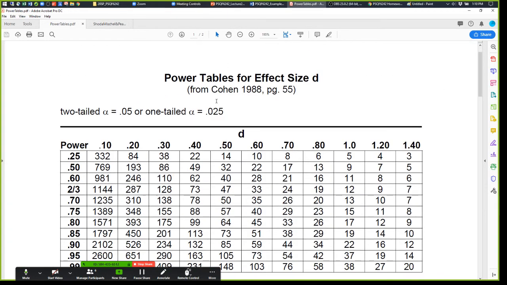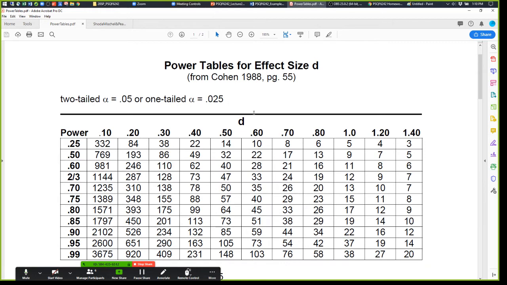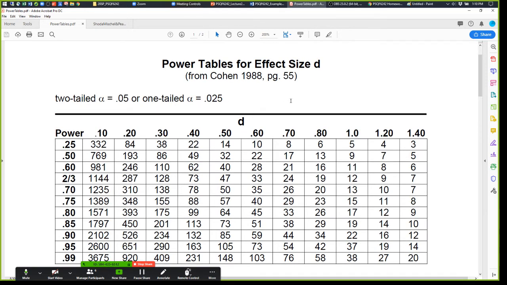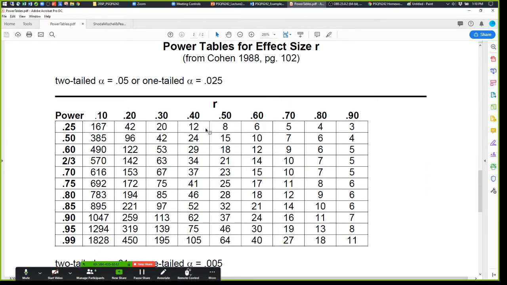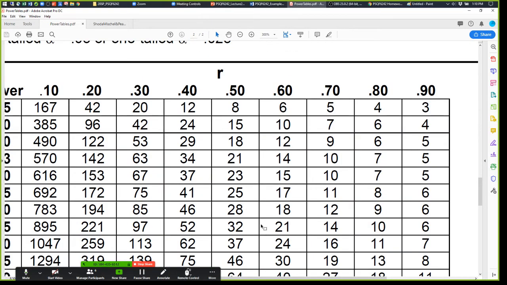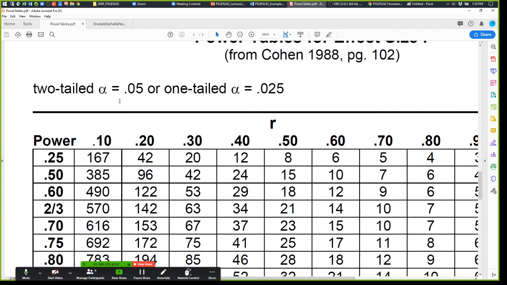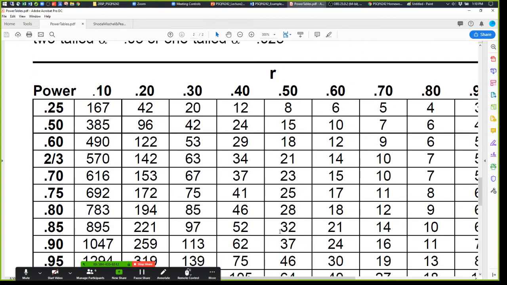The other thing, these are power tables. So this is a very simplistic approach to sample size planning. But this allows you to anticipate how many people you would need to have a good enough chance of finding an effect. And it depends on the size of the effect and what good enough chance is to you. So let me take you to, for instance, r, which is the second page on here. This first table is for a 2-tailed alpha. Let me see if I can get this thing on here.